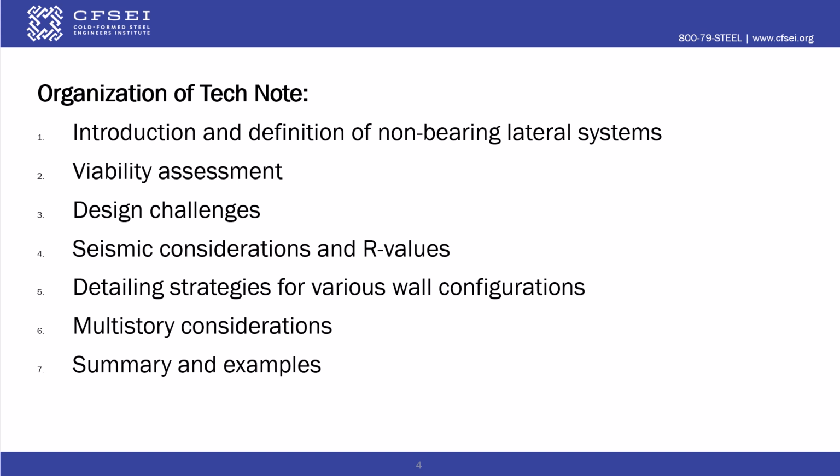The tech note is organized into several key sections. Introduction and definition of non-bearing lateral systems. There is a brief statement about viability of these systems. There's a discussion of design challenges that need to be overcome. There's some guidance on seismic design coefficient R values. There's some detailing strategies for various wall configurations when you do need to do these systems, and a brief discussion of multi-story considerations. Finally, there's a summary and two design examples that go into the specific components unique to non-bearing lateral force-resisting systems.